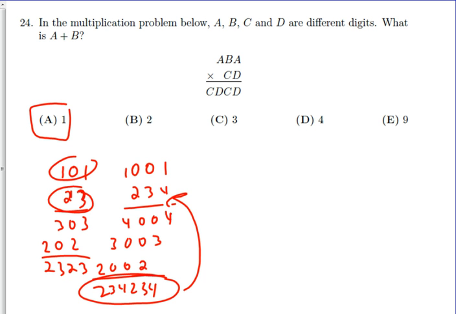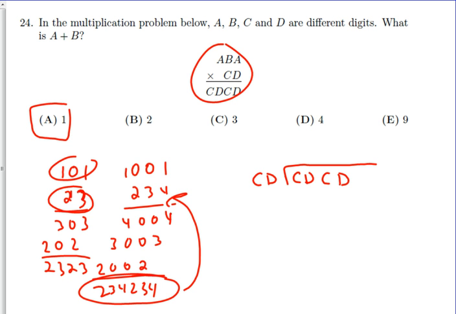Another easy way to do this would be to turn this problem on its side, and instead of doing it as a multiplication problem, do it as a division problem, which says if this is a true statement, then CD, when divided into CDCD, will give you ABA.